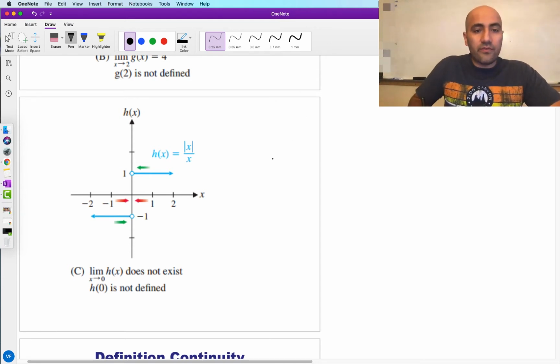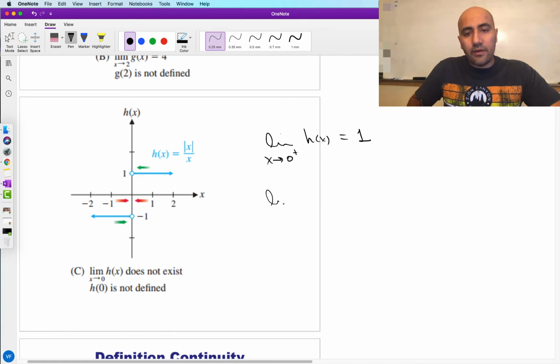Right? So remember from the previous section, we can conclude that the limit as x approaches 0 from the right-hand side of the function h of x equals positive 1. As we approach 0 from the right-hand side, the values approach 1. So that's the right side limit. The left side limit, the limit as x approaches 0 from the left-hand side, approaches negative 1.